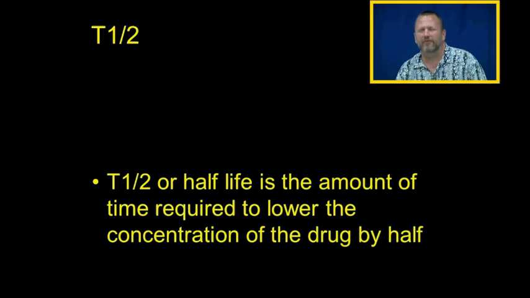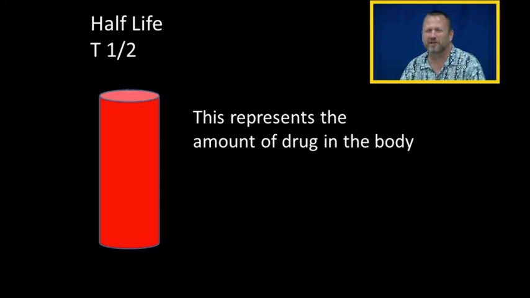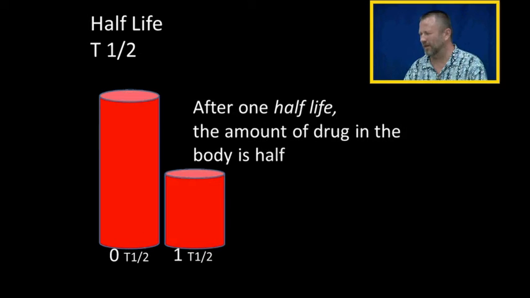The T1/2, or half-life, is the amount of time required to lower the concentration of the drug by half. This represents the amount of drug in the body given at time 0. So when we give a drug, this is the amount of drug in the body. After the first half-life, half of the drug has been eliminated. After one half-life, the amount of drug in the body is half.